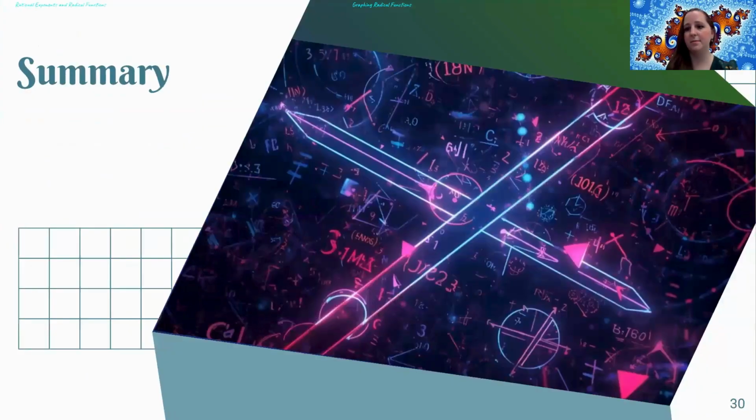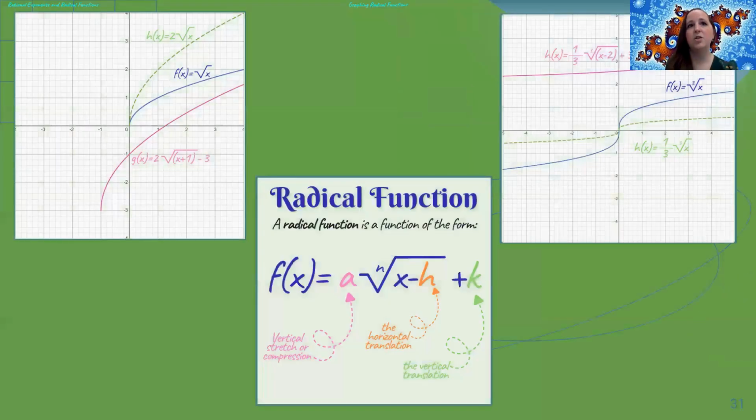Summary. So in conclusion, with radical functions, again, a radical function is in the form of a times the nth root of x minus h, plus k, where a is my vertical stretch or compression, h is my horizontal translation, and k is my vertical translation. We also have parent graphs of square roots and cube roots, okay? And they're going to differ based off of what you do with that vertical stretch or compression, horizontal translation, or vertical translation.